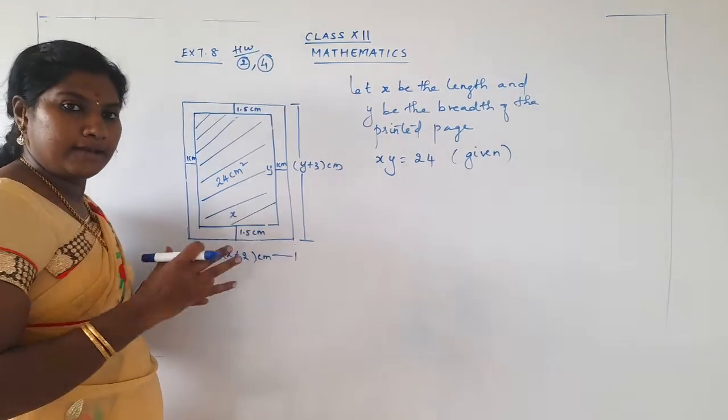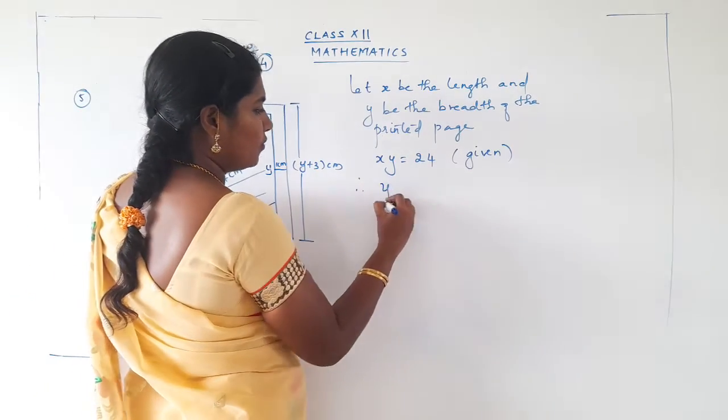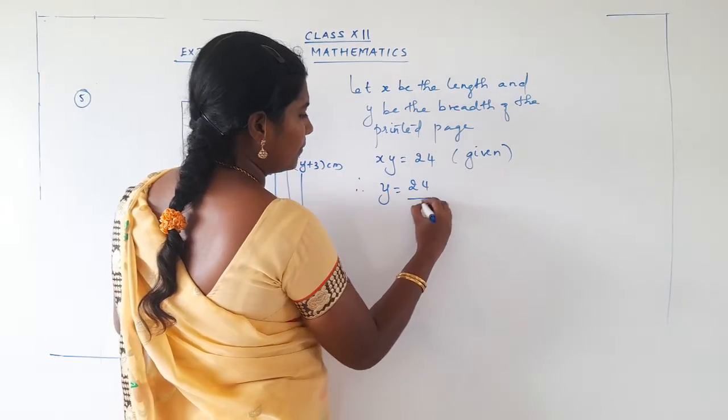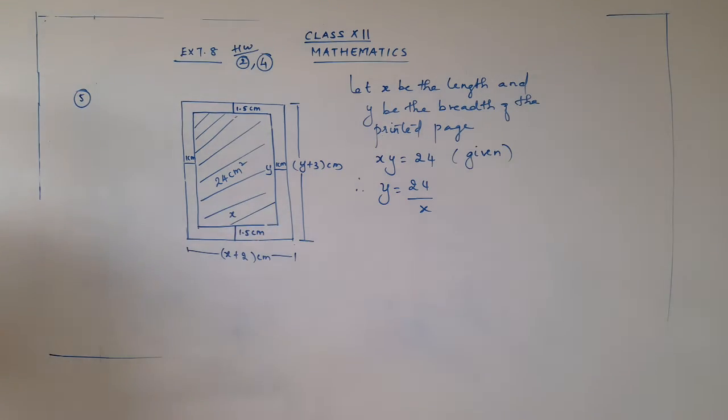Now once I know the given part, I have to just find the value for y. So what is y here? y is equal to 24 upon x. Just bring the x down. So y is equal to 24 upon x. Write out xy, and after writing xy, you just write down the value for y, that is 24 upon x.